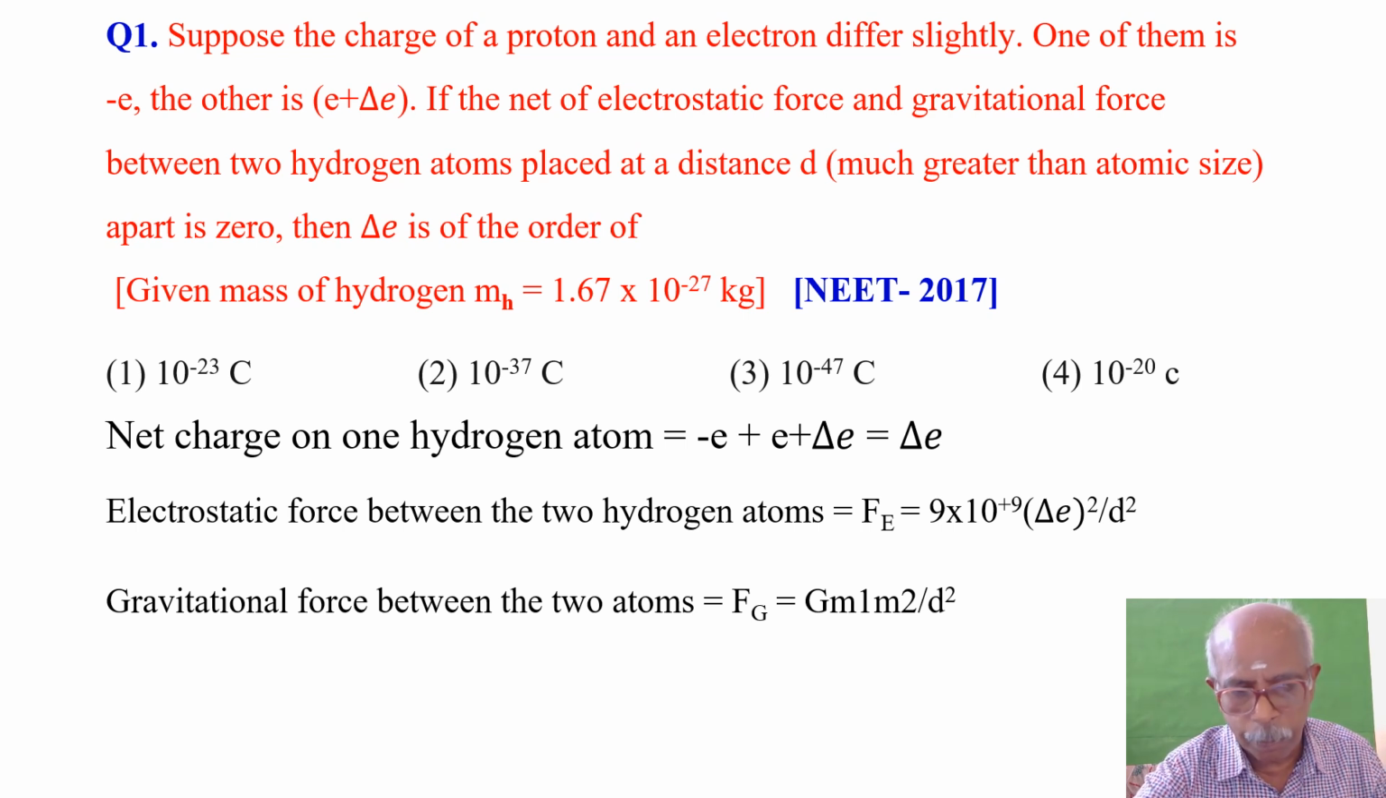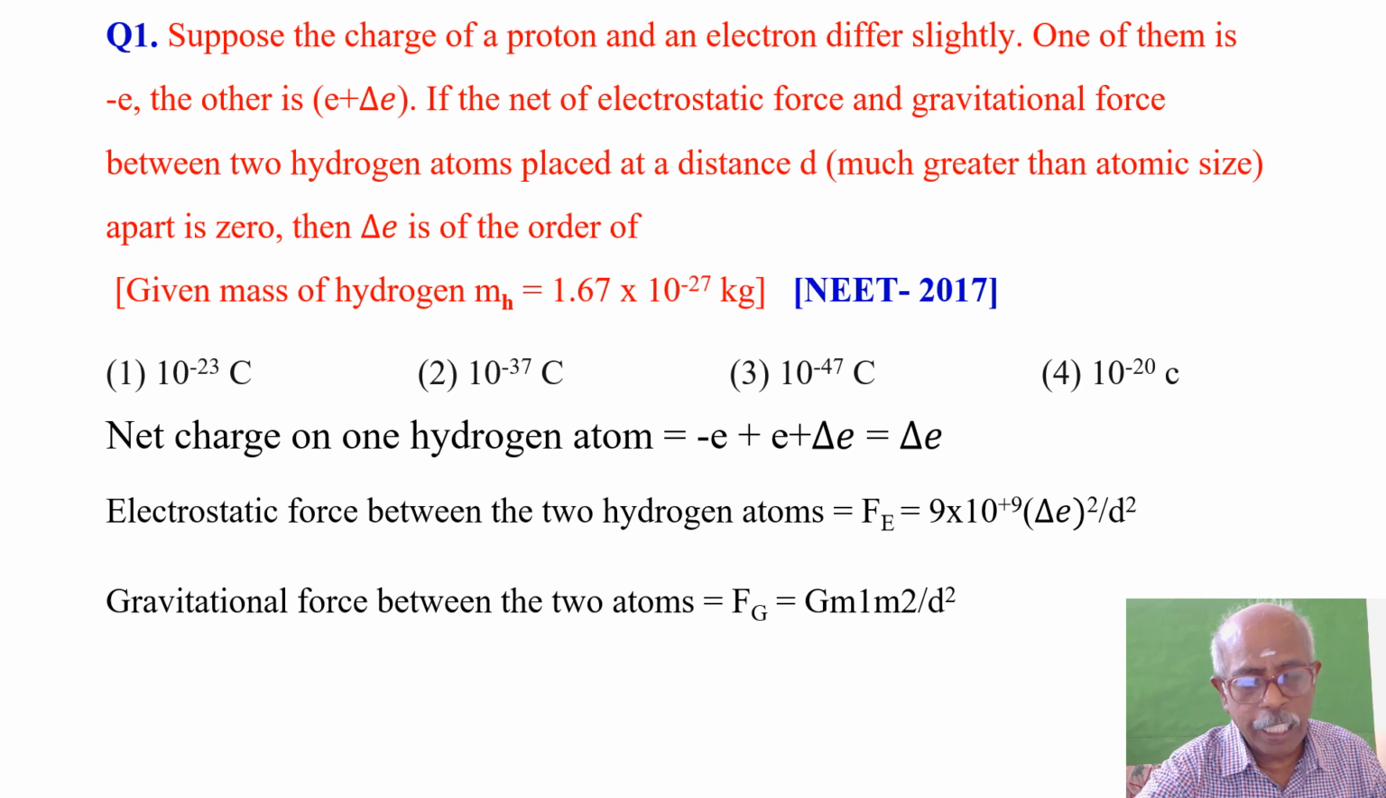Okay, how to solve this problem, sir? Net charge on one hydrogen atom. For one hydrogen atom, the charge of the electron is minus e, and the charge of the proton is plus e plus delta e. So minus e and plus e cancel. So the net charge is delta e.